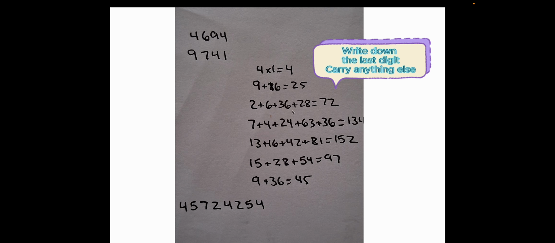We'd write down the 2, carry the 15. And then we're going to move to the left again. 7 times 4 is 28. 9 times 6 is 54. So 15, 28, and 54 is 97. And then last, we move to the left and get 9 times 4 is 36. We add it to the 9 that we carried, and we come up with the last 2 digits of the answer, 45.